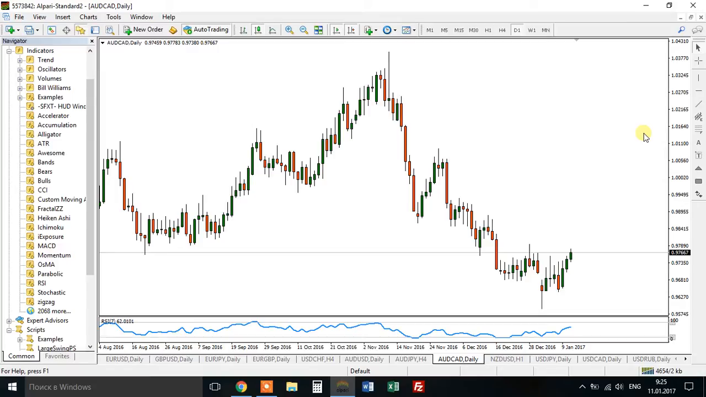IPDE process. Identify, predict, decide, execute. On my high time frame, I identify what price is doing now and predict what price is most likely to do next. And on my trading time frames, I decide how I can get involved.